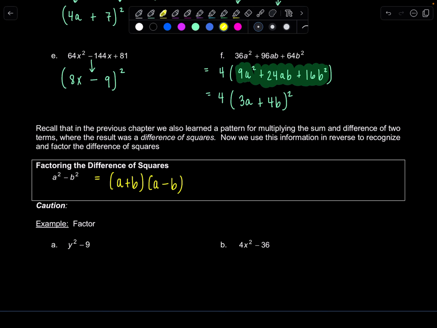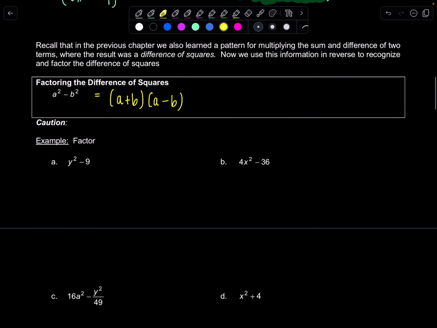So let's apply that now. Practice some factoring. y squared minus 9. That's going to factor into y plus 3 times y minus 3. Good. 4x squared minus 36. Take the GCF out first. So take the 4 out first. Then you have x squared minus 9. Then that's 4 times x plus 3, x minus 3.